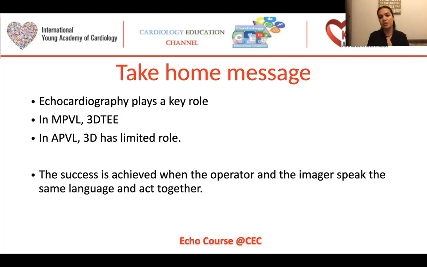Echocardiography plays a really important, key role from beginning to end, from diagnosis to the intraoperative guiding and the postoperative controls. In mitral paravalvular leak, 3D has an important role, but in aortic paravalvular leakage, 3D has some limitations. So the last sentence I want to say is the main success is achieved when the operator and the imager speak the same language and act together.